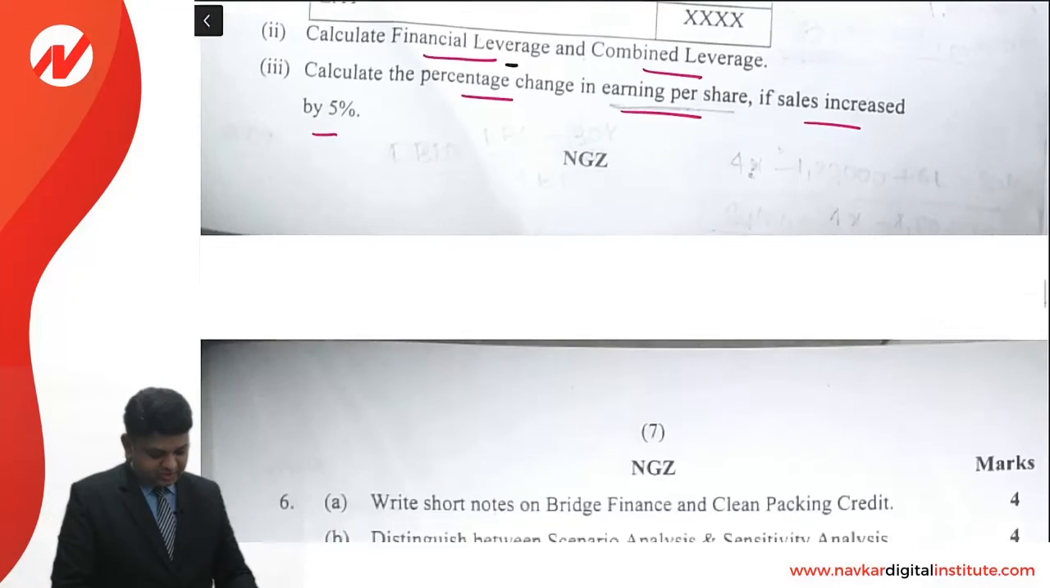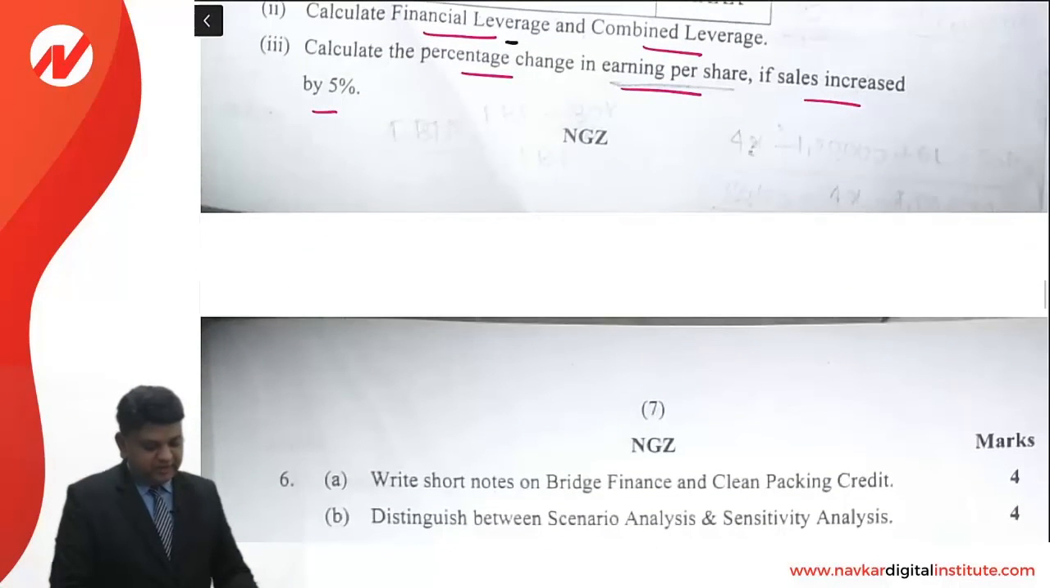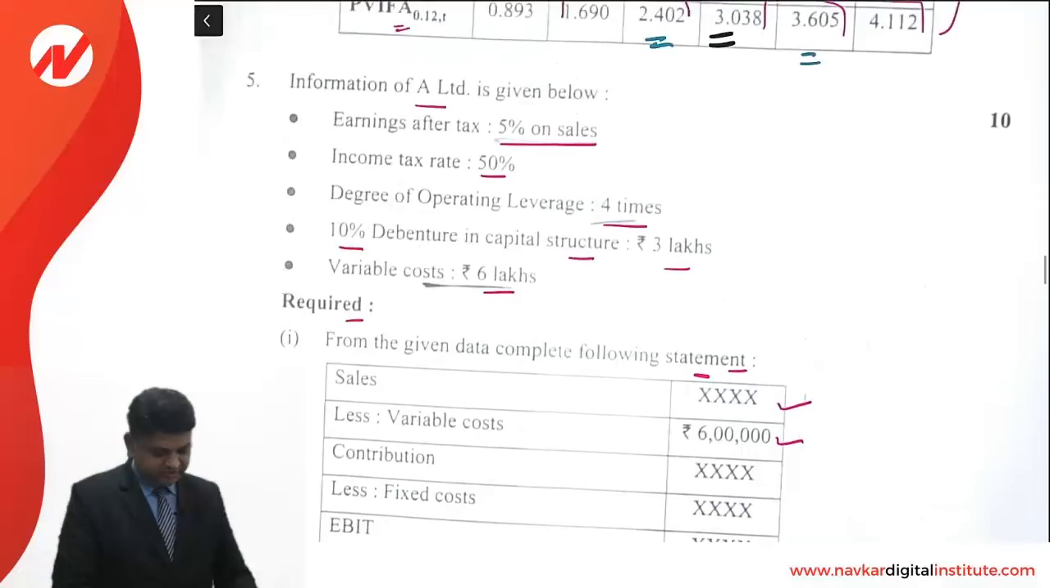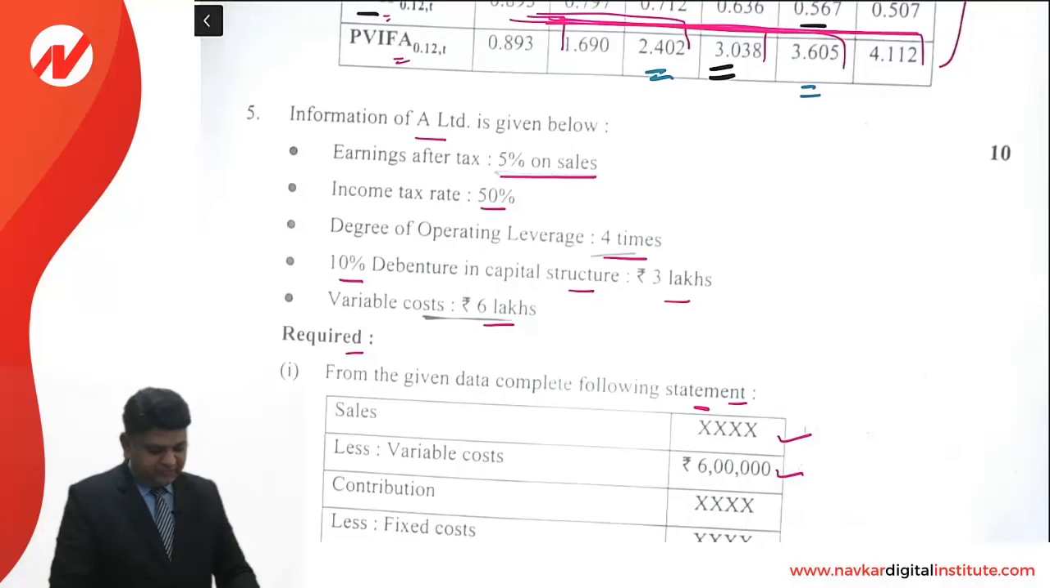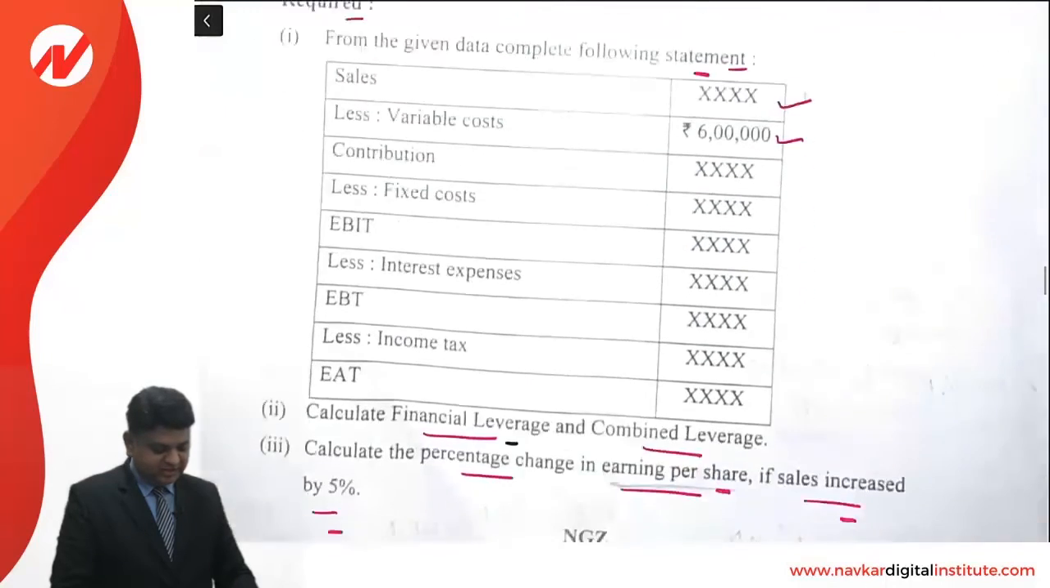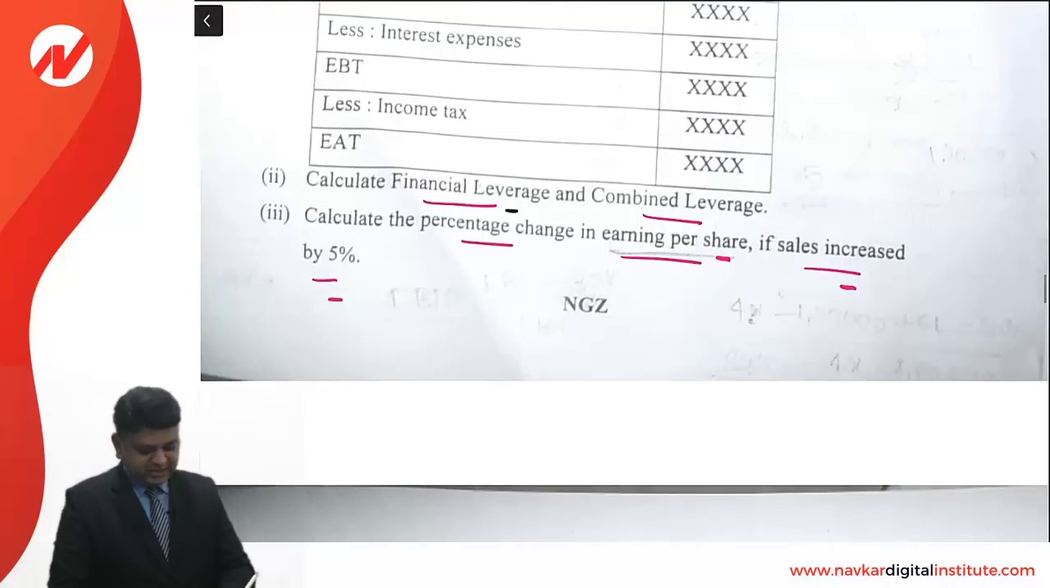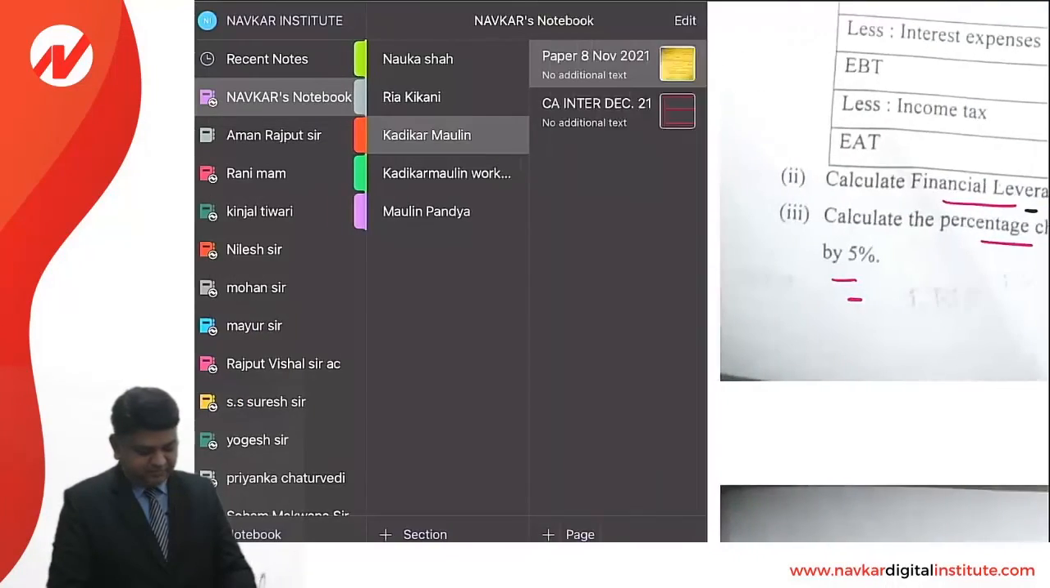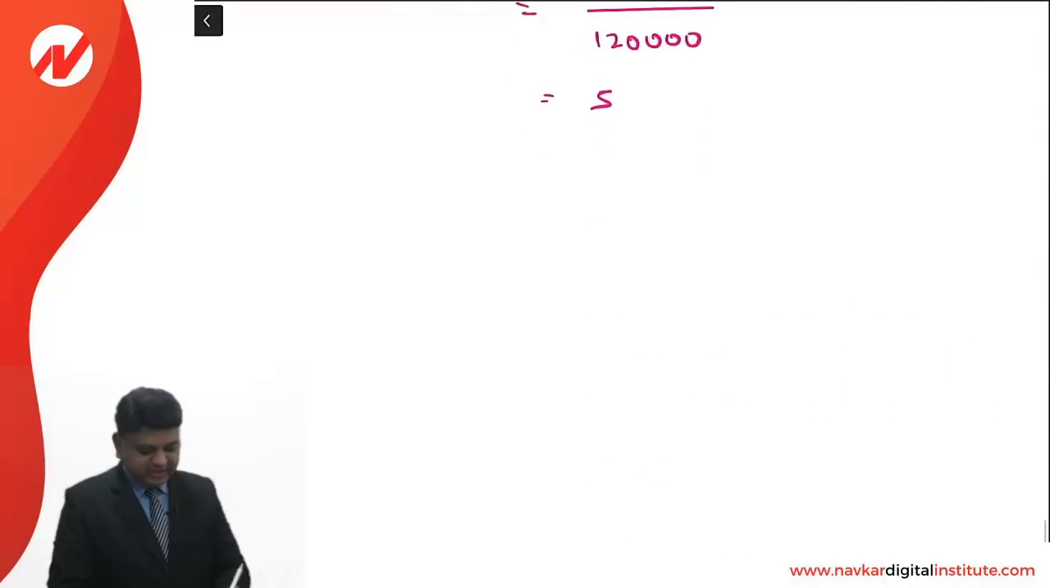Next question. What will be the percentage change in EPS if the sales increased by 5%? That is a question. Over here, friends, the question says that what will be the percentage change in EPS if at all the sales increases by 5%? So answer for that is very simple.